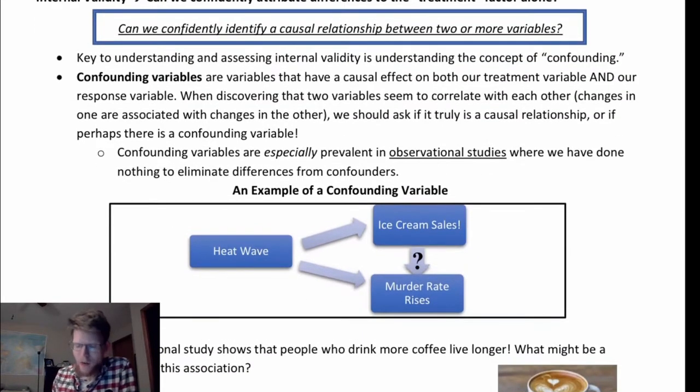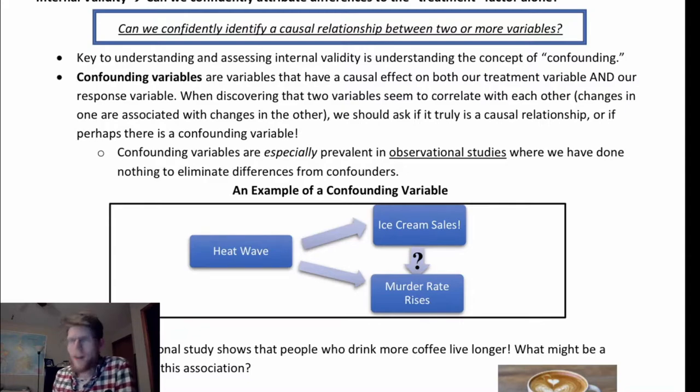Key to understanding internal validity is understanding this idea of confounding. Confounding is an inherent issue in observational studies where I don't have a controlled intervention and I don't have the power of assignment, which we'll talk about a lot more when we get to observational studies. But here's a really classic example of confounding.